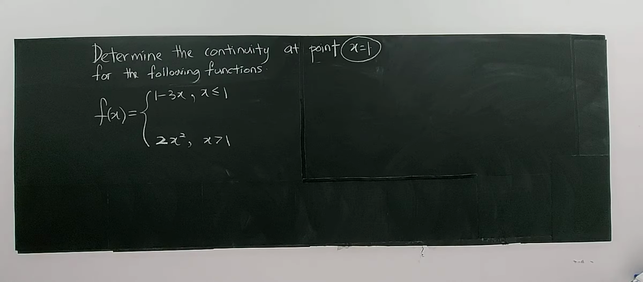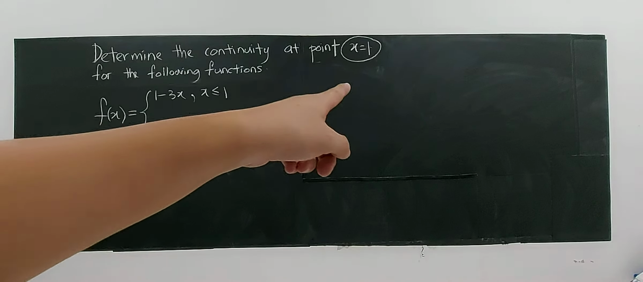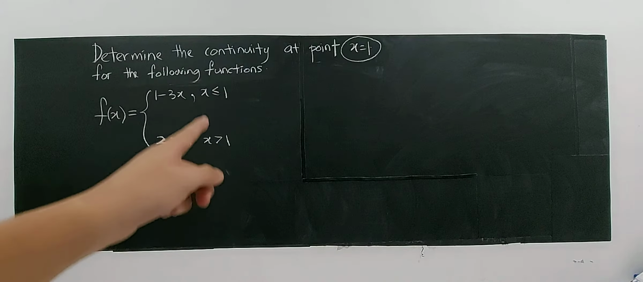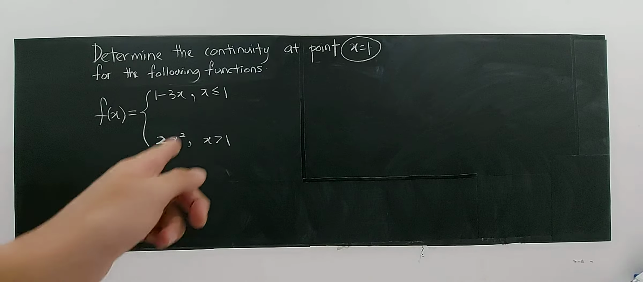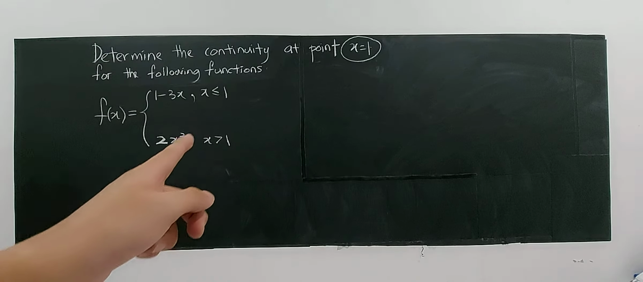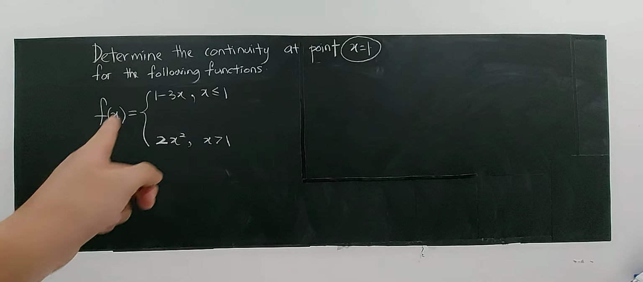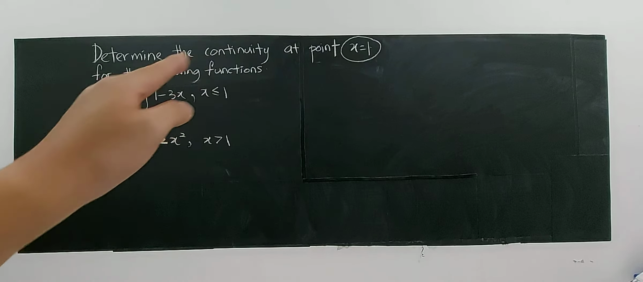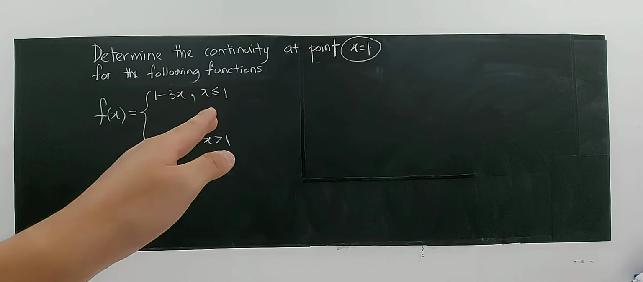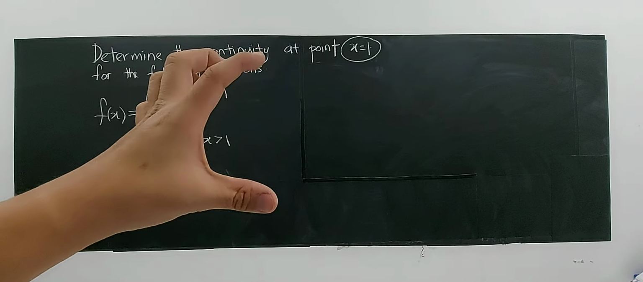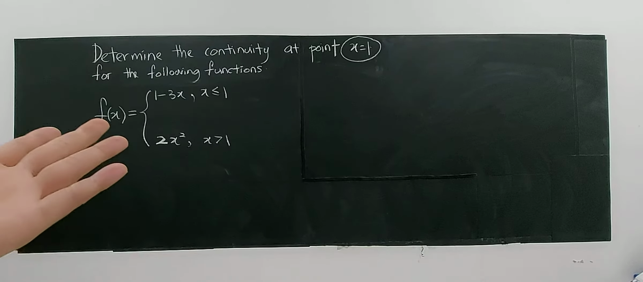Alright, let's look at these examples. I will use this function also to explain the continuity at a point x equals 1. I will give you many examples later, so you have to understand. We don't know the graph. Do you know how to sketch the graph? If you know how to sketch the graph, you can see whether the graph has a break or not. Continuous or not continuous, right?